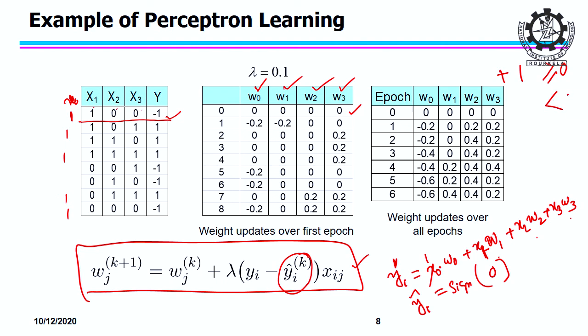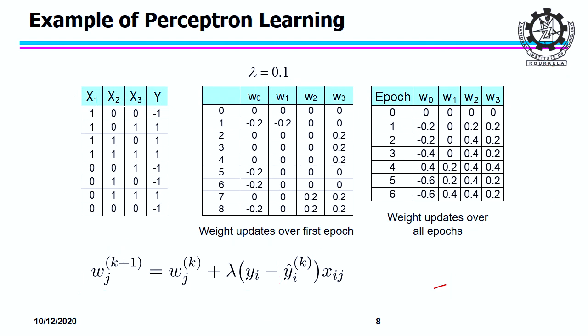If it is less than 0, then we will consider minus 1. Therefore, sign of 0, it is greater than or equal to 0, so that will give 1. Okay, so now we computed y k bar. So, what about y i? y i is minus 1. So, then what value will we get? Minus 1 and this is 1. So, this is minus 1.